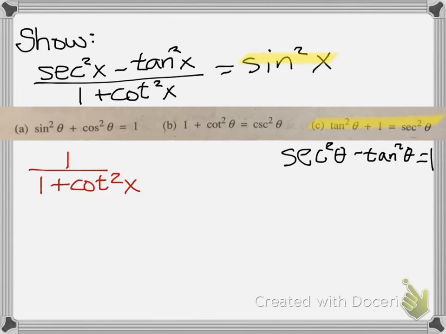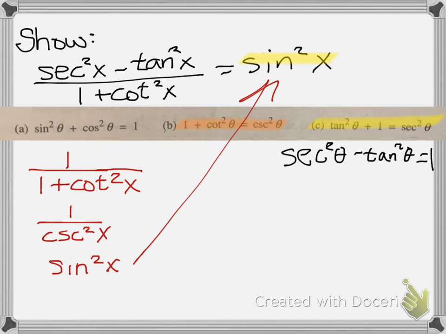And then, like I already said, I have 1 plus cotangent squared x on the denominator. But looking over here, the orange highlighted 1 plus cotangent squared equals cosecant squared. I can just substitute cosecant squared. Now, cosecant squared is the inverse of sine squared, so I have sine squared x, which matches what I wanted.